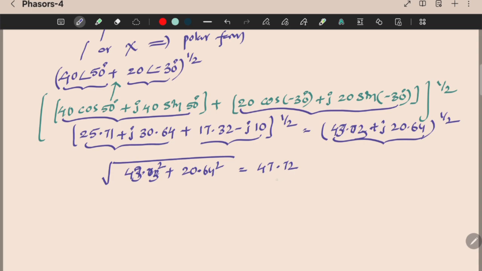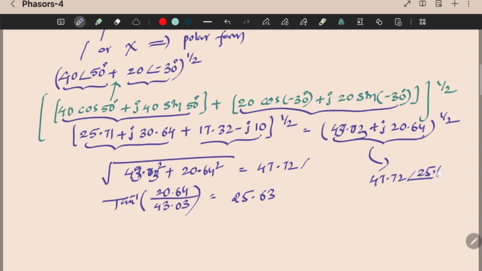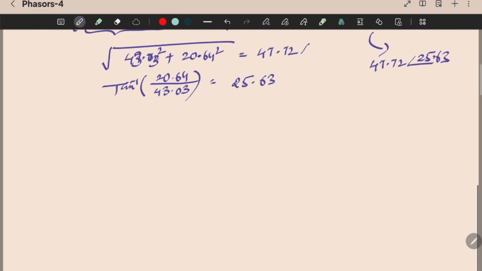So you will get the magnitude, and you can calculate the angle. Angle can be calculated by tan inverse of 20.64 by 43.03, and the angle you will get is 25.63. So this entire thing you can write as 47.72 at an angle of 25.63. But power 1 by 2 is there. So 47.72 at an angle of 25.63, power 1 by 2.